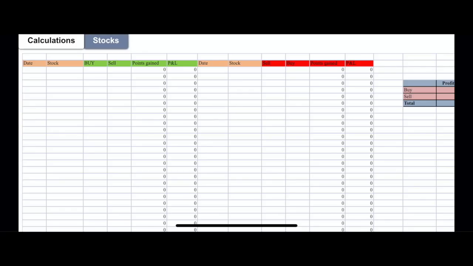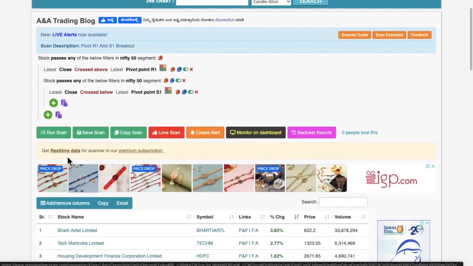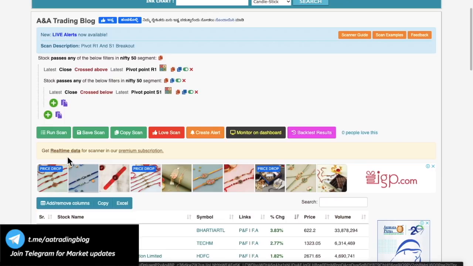Now I'll tell you what you can do. Tomorrow morning, open the scanner. When the market opens, click on run scan. You will get some stocks. Whenever a stock breaks R1 S1, it will reflect here. Once you find a stock, open that particular stock's chart and see how this strategy is working. Do this for 1 week. Don't take any trades, just watch the market. By doing this, it will help you to train your eyes and get comfortable with the strategy.